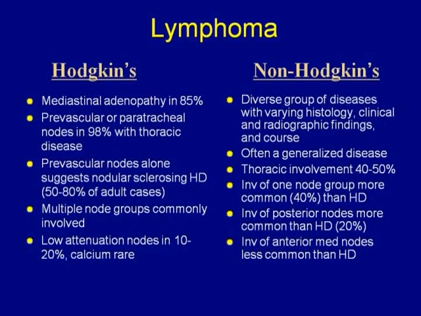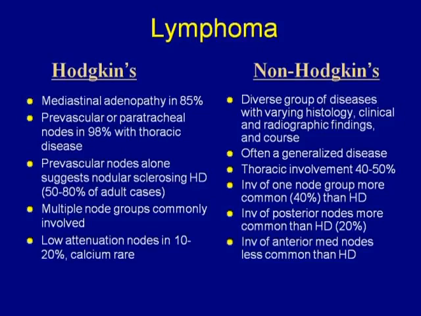Two flavors of lymphoma, Hodgkin's and non-Hodgkin's. Hodgkin's mediastinal adenopathy is very, very typical, and it tends to have a strong predilection for the anterior nodes. So these prevascular nodes in particular: almost all cases of mediastinal Hodgkin's will involve the anterior nodal groups predominantly.